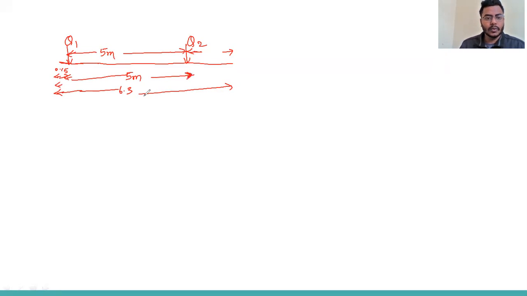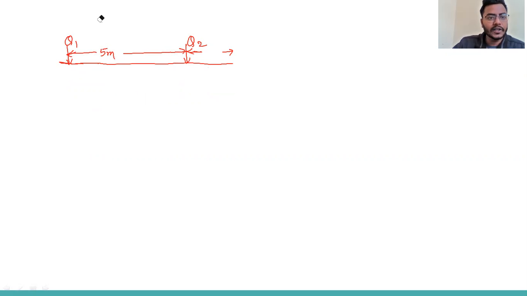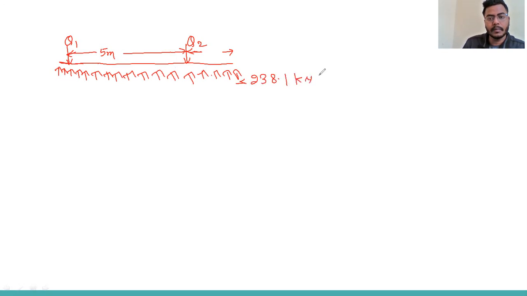Okay. So this is where the pressure is acting, and that pressure is what we get, 238.1. So this is the uniform pressure. We can set the soil reaction also. That is 238.1 kilonewton per meter.